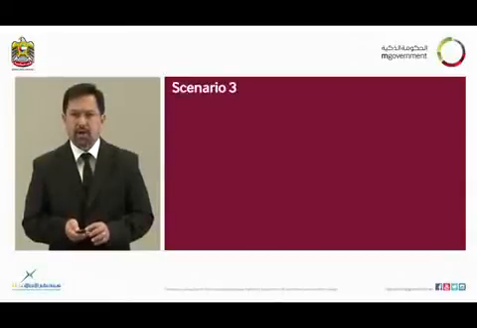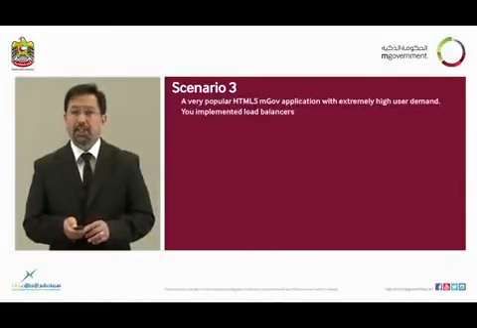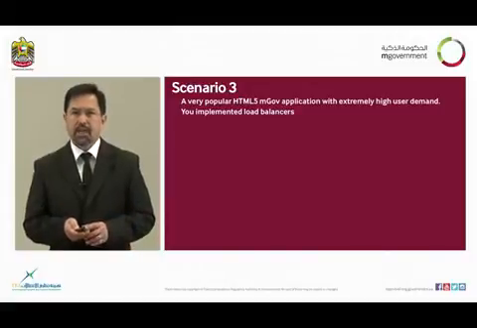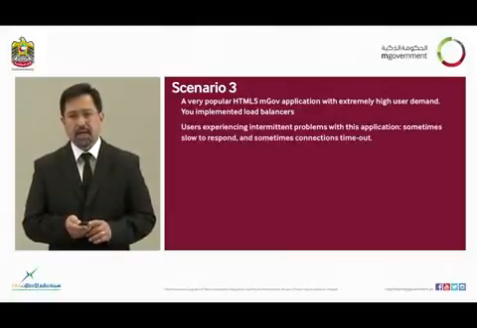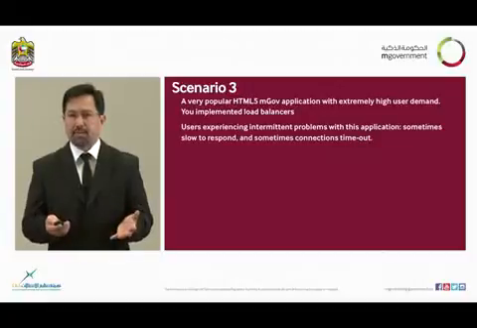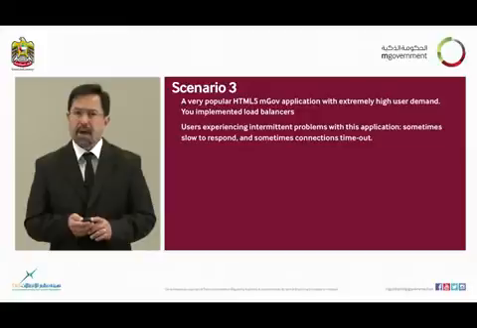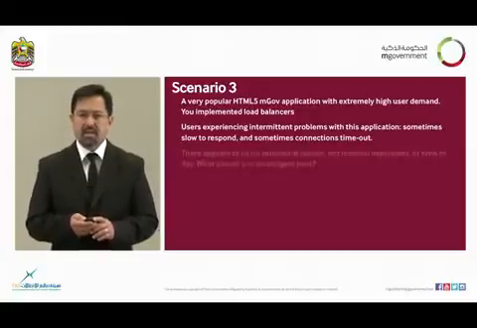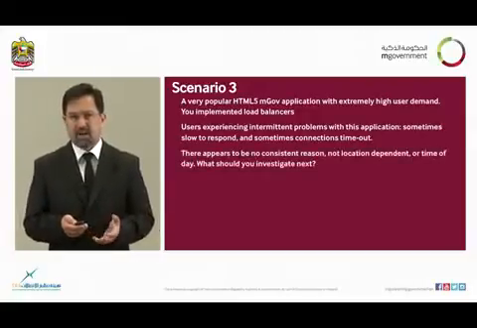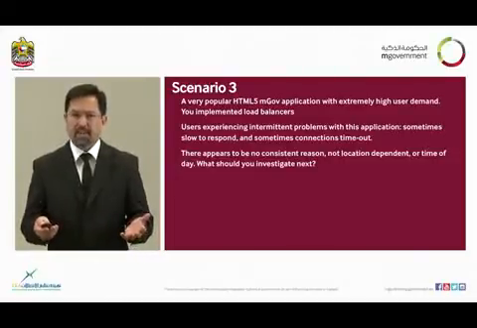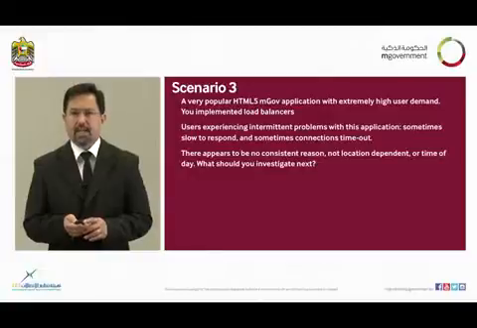Let's look at the third scenario. We have a very popular HTML5 mobile government application with extremely high user demand. And you did implement load balancing, so that's good. Users are experiencing not consistent problems, but intermittent problems with this application. Sometimes it's slow to respond, sometimes the connections time out. So there's not a lot of consistency here in terms of what is happening. It's not location dependent or time of day dependent. So what should you investigate next?